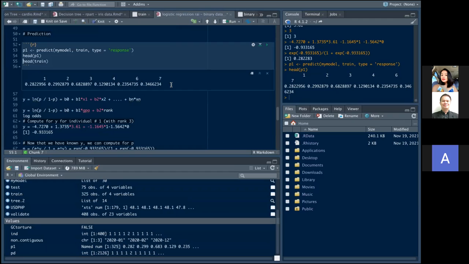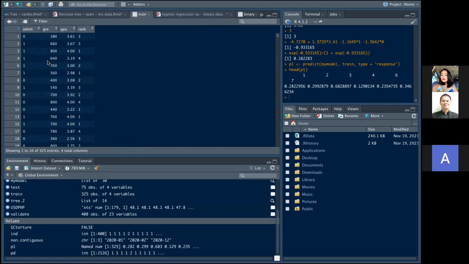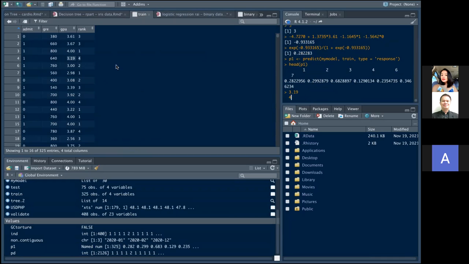Why don't we do just one, guys? Let's try to compute student number 4. Go to train. Let's take a look at student number 4. You have the GPA of 3.19 and rank 4. Could you kindly copy that? Okay, go to console, love, and copy that negative 4.7270, the one above. Copy negative 4.72 plus 1.3735, all of that. Copy it below.